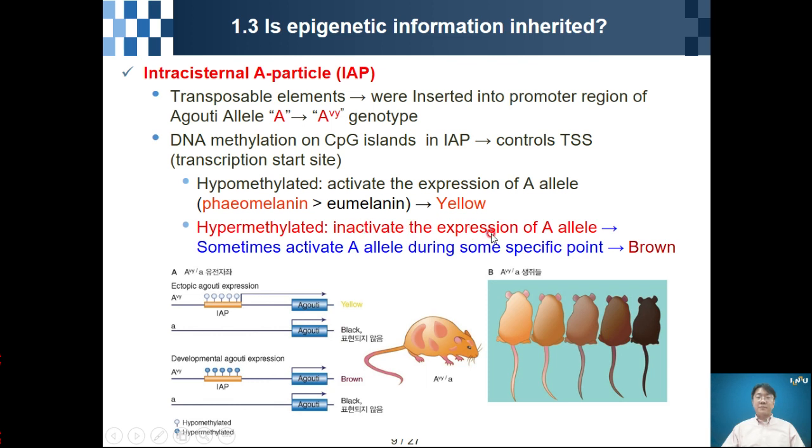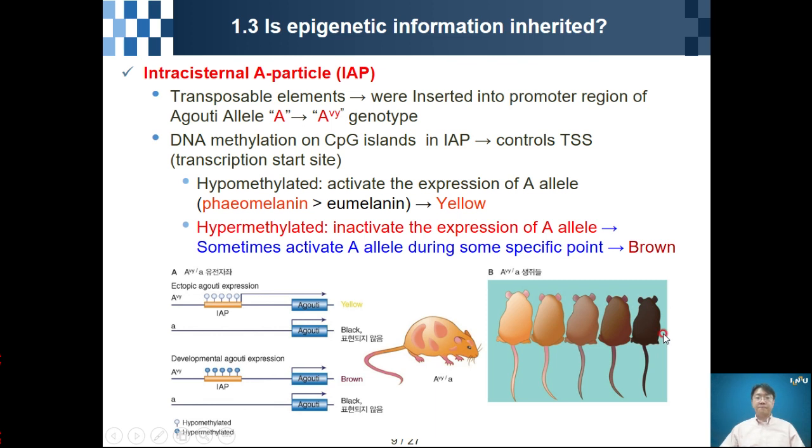When they inactivate the large A allele, they will make the black color. When sometimes they are activated, they will make the yellow color. So finally, their color will be a mix of yellow and black. Finally their color will be brown, like this. So this is the brown color.